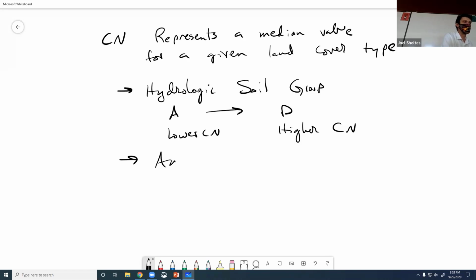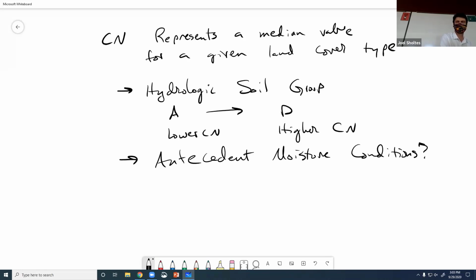We also have what's called antecedent moisture conditions. What do you think this means? It could be previous day or previous week, right? So if we have a rain event and it falls on wet soil, are we going to get more volume or less volume than if it were to fall on dry soil? More volume, right? Because you're going to have more runoff. Maybe the soil's infiltration capacity is lower. It's called AMC, and this is terminology for the Soil Conservation Service method.